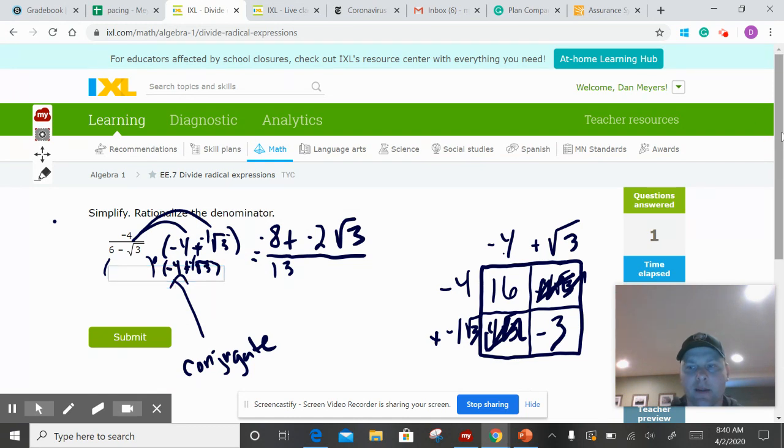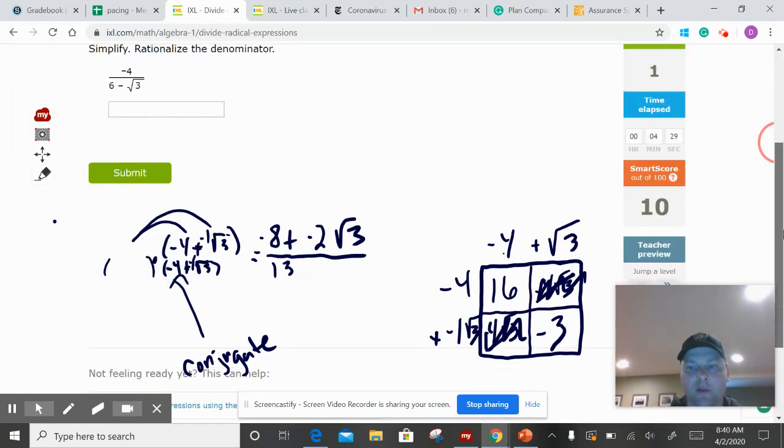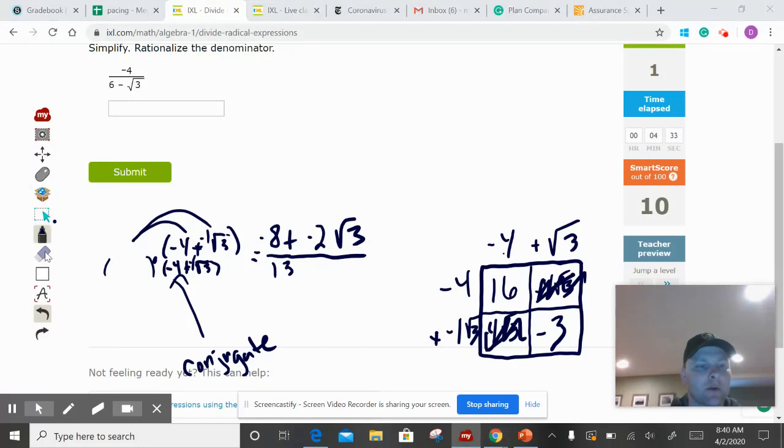So remember, just like the other days, we're working for a SMART score of 50. Right now we've got 10. Once you get to 50, you are done for the day with your math.